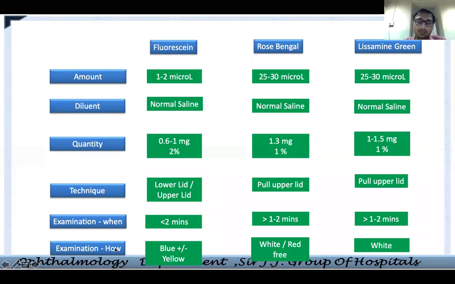So basically blue and yellow are themselves the colors mentioned. The white that we generally use is the yellow light. The red free filter is basically the green filter that we use, because it's basically a contrast, since Rose Bengal is maroon to red in color. So examining it is better with the red free, or basically a green filter. And Lissamine green in color can be seen with the white, basically the yellow light of the slit lamp.